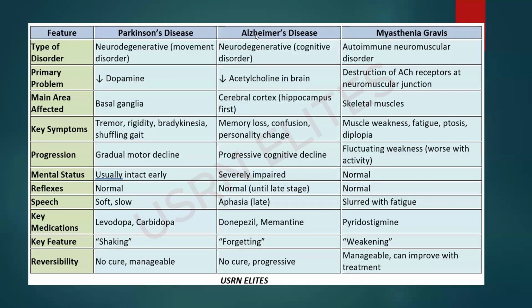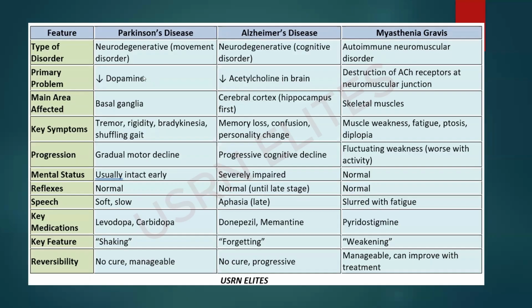Look at Alzheimer's disease. It's also a neurodegenerative disease, but it's more of what? A cognitive disorder. It affects your cognitive affairs. Myasthenia gravis is purely an autoimmune neuromuscular disorder, an autoimmune disease, simple.